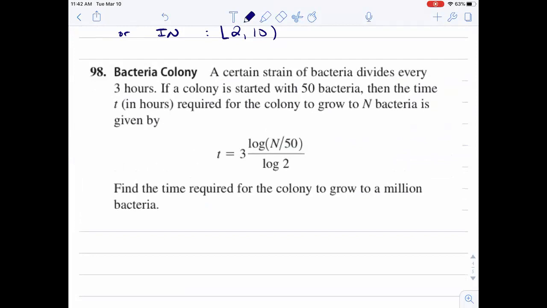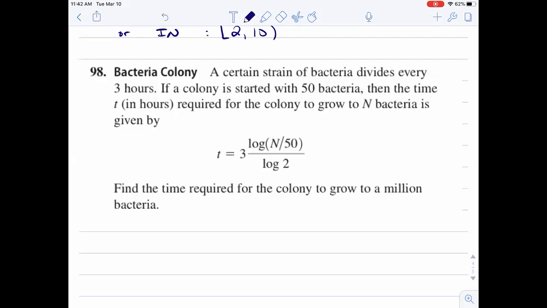So a certain strain of bacteria divides every 3 hours. If a colony started with 50 bacteria, then the time t in hours required for the colony to grow to n bacteria is given by this formula. What's more likely, and what we're working towards later, is that we'll have a formula that's in the same shape as what we were looking at earlier with the exponential functions. But now we've just got this formula for t, and we want to find the time required for the colony to grow to 1 million bacteria. So n is 1 million, and we just have to solve for t.